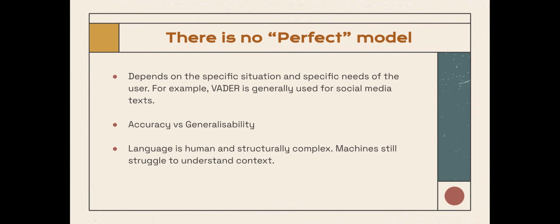It's also always a battle between accuracy and generalizability. Being really, really accurate for this data set might mean overfitting, and that means the model will not be able to be applied to other data sets as accurately. But if you push towards a more general kind of model, your model tends not to be so accurate for this specific data set. So you have to find a balance between these two. And specifically for NLP and sentiment analysis, as Sakti has mentioned, language is human and structurally complex, and right now machines still struggle to understand the context itself.